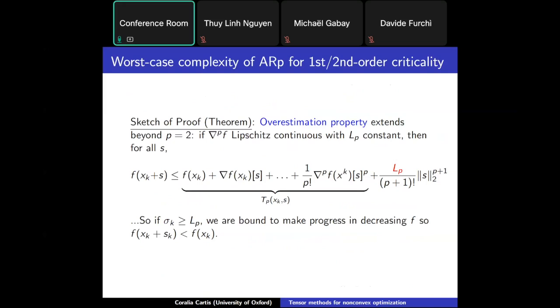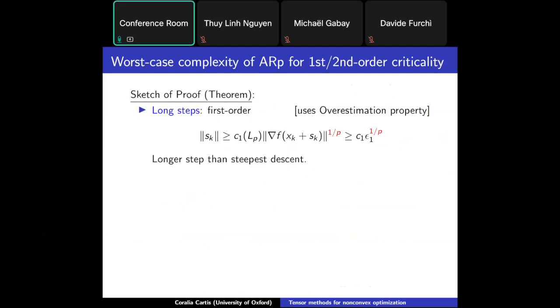I don't want to go into the proof, but I want to tell you that the key idea is this overestimation idea that I already mentioned. In the same way that for second order Taylor plus cubic the model stays above the function, here you can expand to pth order with p plus 1 here. This is now my local model, and it sits above my function. So when I minimize this model, when I decrease this model, I force a decrease in my function, provided my regularization is large enough.